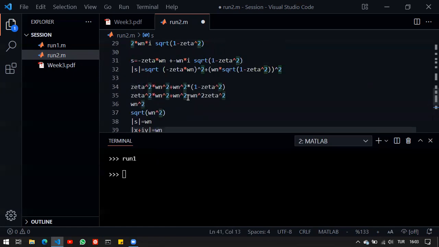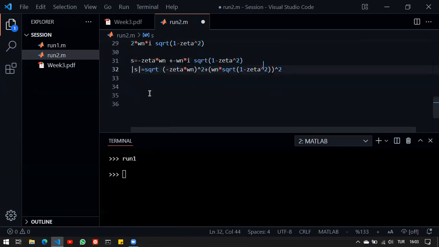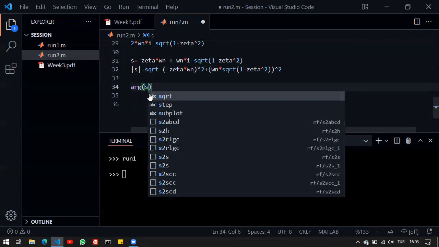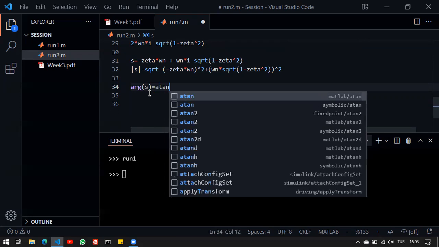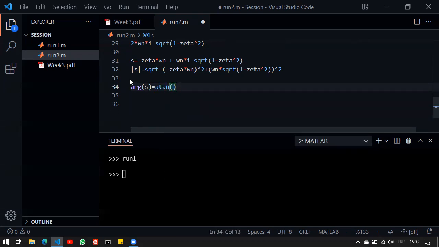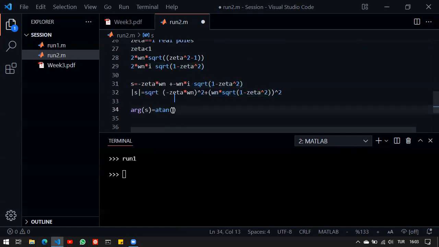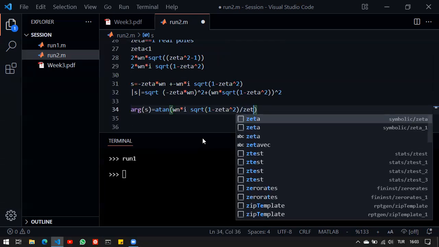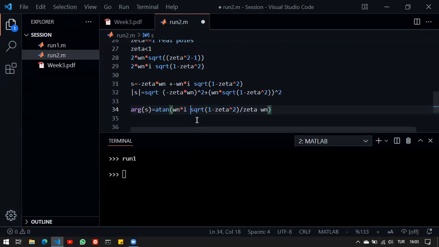So what happens if we fix basically the argument or the angle of S? Now this is calculated using the inverse tangent, or arctan, of the imaginary part, which is this one here, divided by the real part, zeta times omega n. So here we can see that omega n is in the numerator, omega n is in the denominator, so they will cancel each other out. And we will be left with the square root of 1 minus zeta squared divided by zeta here.